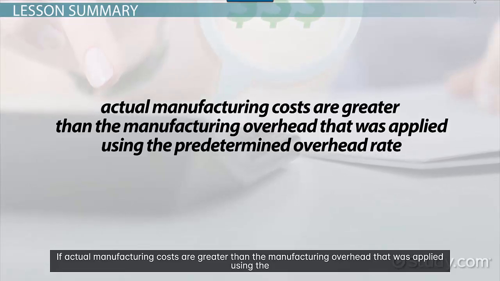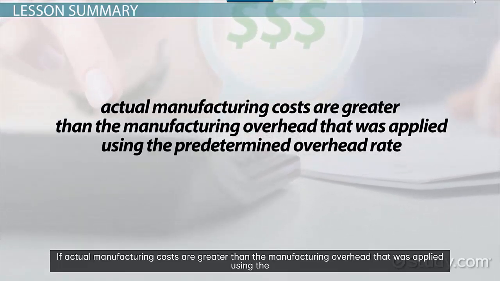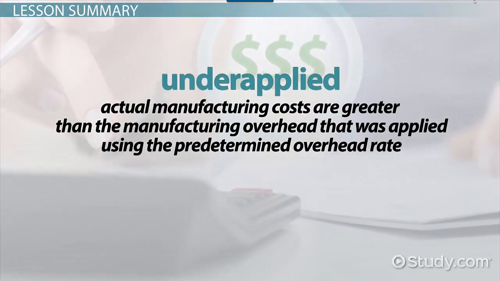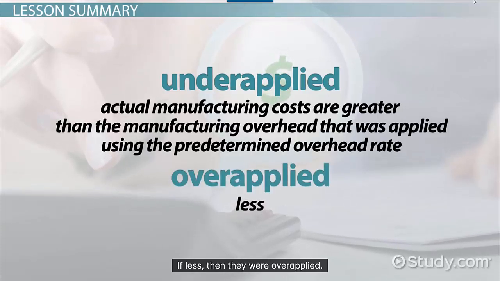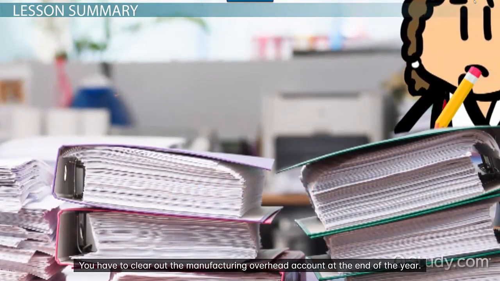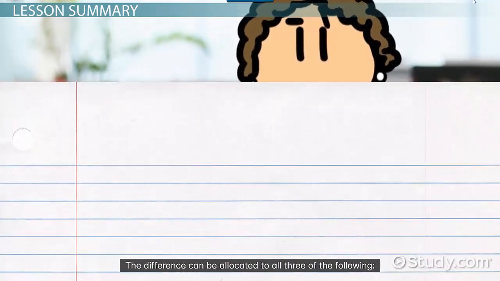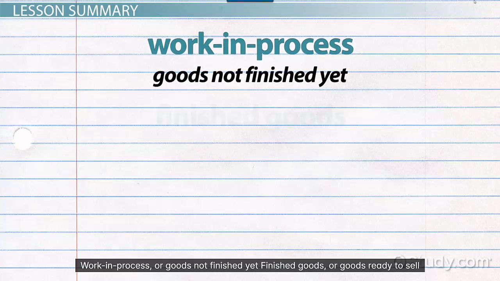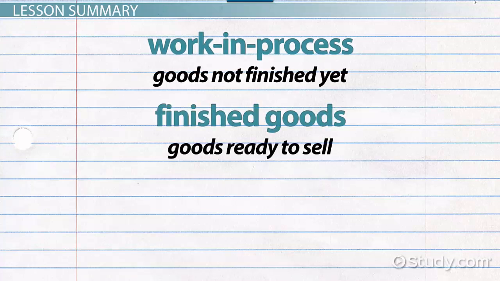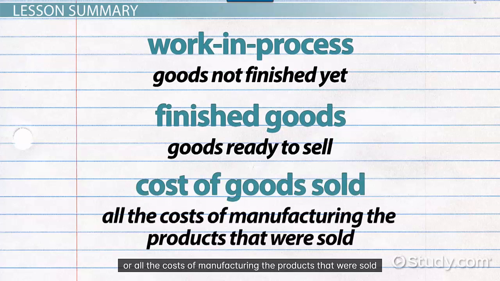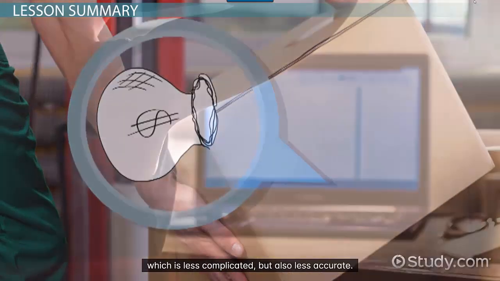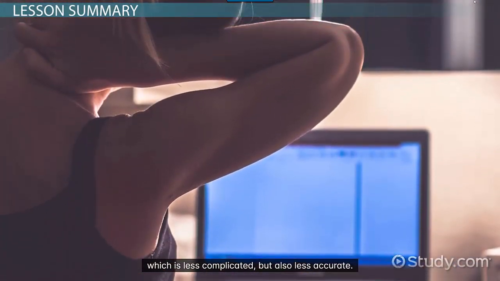If actual manufacturing costs are greater than the manufacturing overhead that was applied using the predetermined overhead rate, then overhead costs were underapplied. If less, then they were overapplied. You have to clear out the manufacturing overhead account at the end of the year. The difference can be allocated to all three of the following: work in process, or goods not finished yet, finished goods, or goods ready to sell, and cost of goods sold, or all the costs of manufacturing the products that were sold. Or the entire account can be cleared to cost of goods sold directly, which is less complicated but also less accurate.